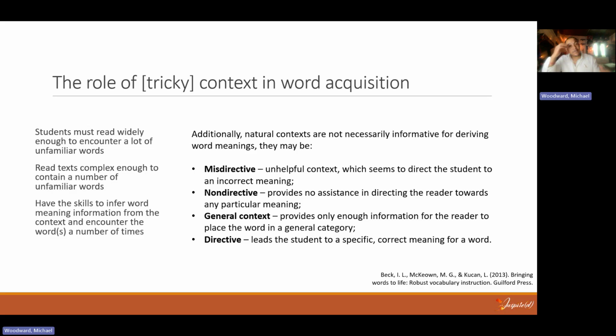Many of the contexts in which these words are used can come off as misdirective, non-directive, or offer only a general context. Children can spend wasted time trying to identify unknown words through the trickiness of their contextual analysis, and that's tough.